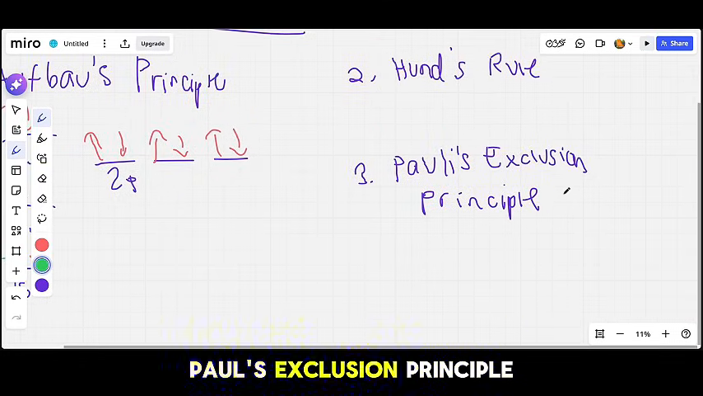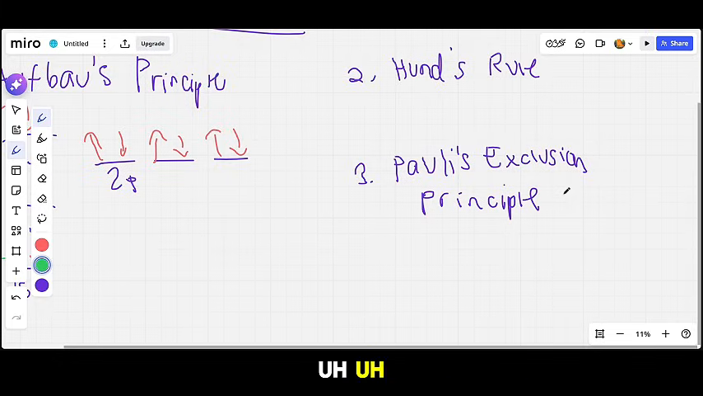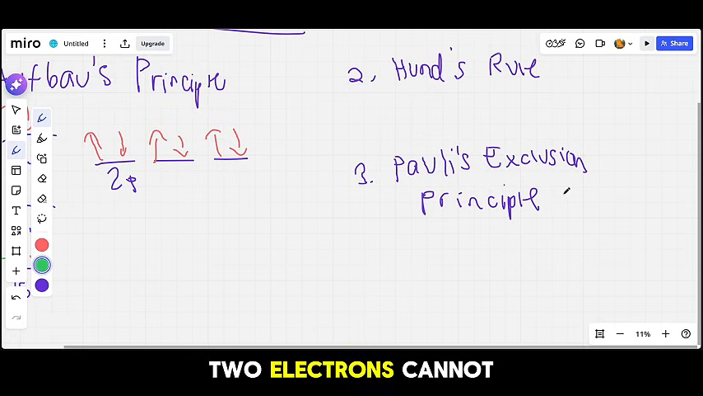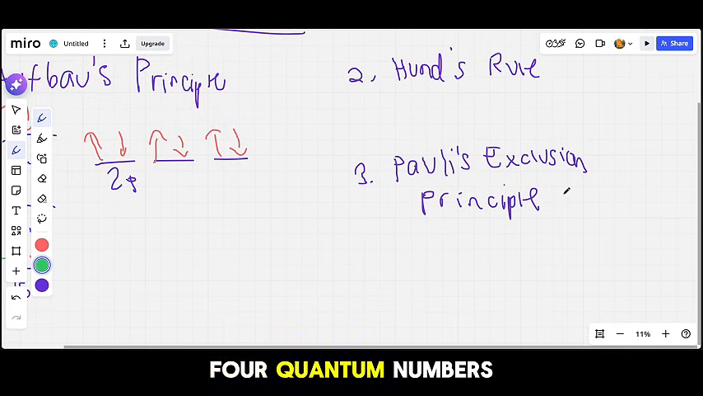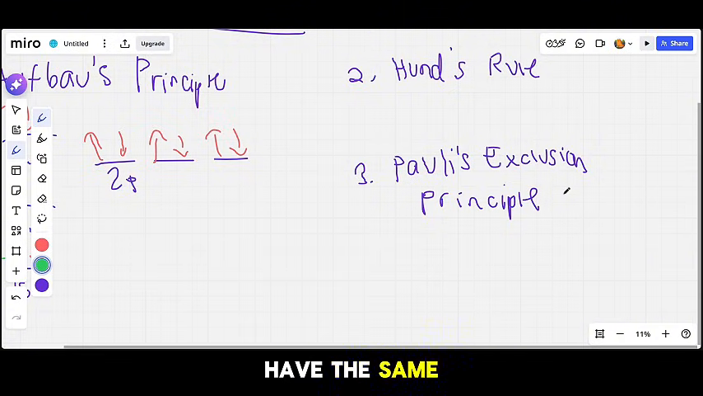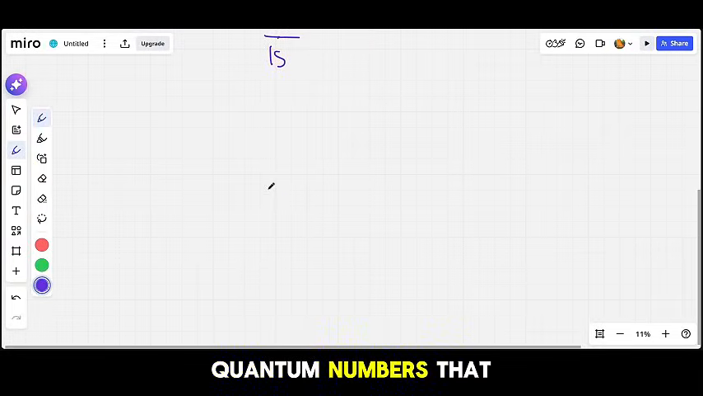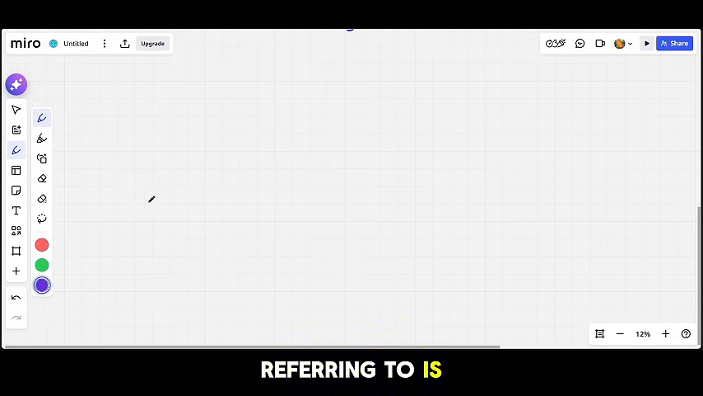What does the Pauli's exclusion principle basically describe? It basically just says that two electrons cannot have the same four quantum numbers. Two electrons cannot have the same four quantum numbers. And what are those four quantum numbers? The four quantum numbers that we're specifically referring to, first is n.